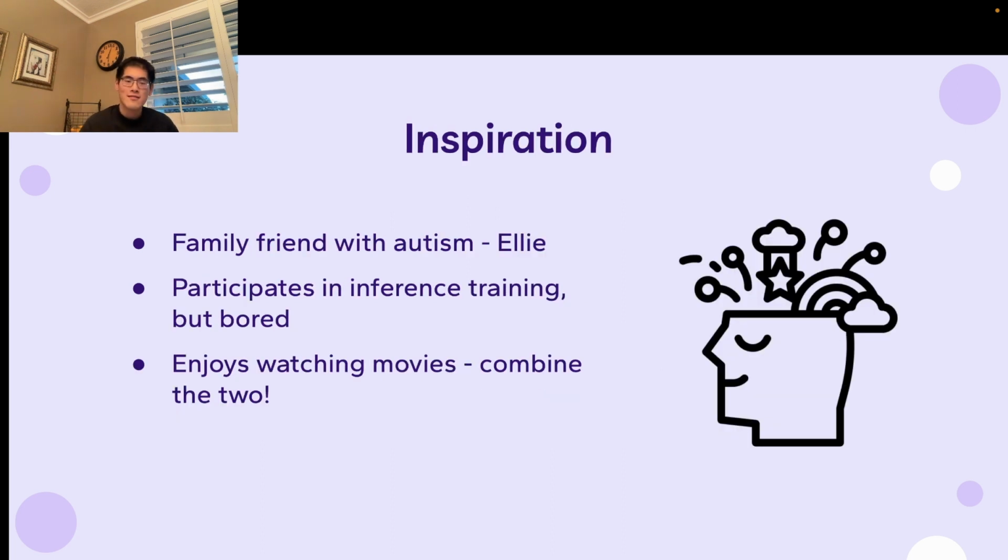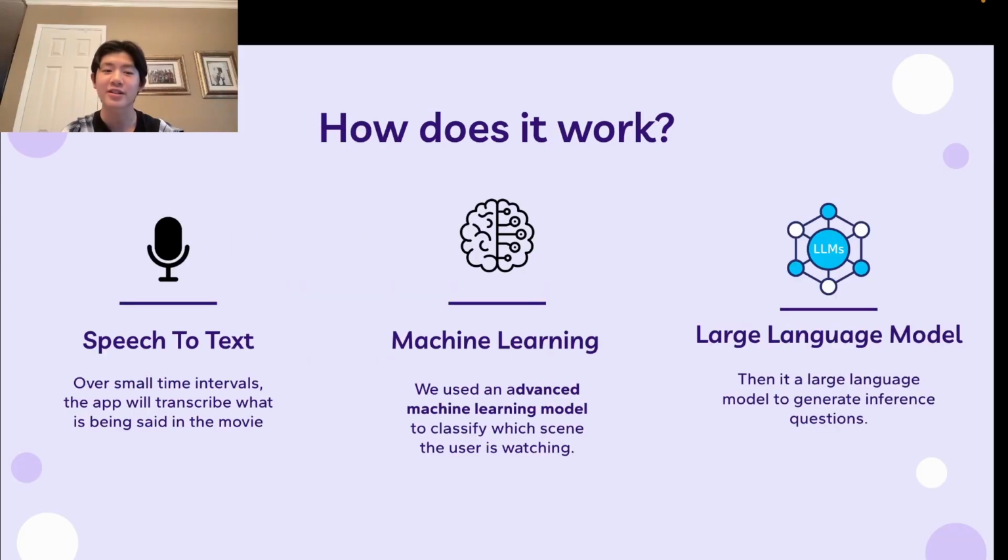So our inspiration for this project comes from my family friend, Ellie. She has autism, and she participates in this thing called inference training, but she's often pretty bored by it, as she's a teenager and it's meant for children. But she enjoys watching movies, so we thought, why not combine the two? So, how does it work?